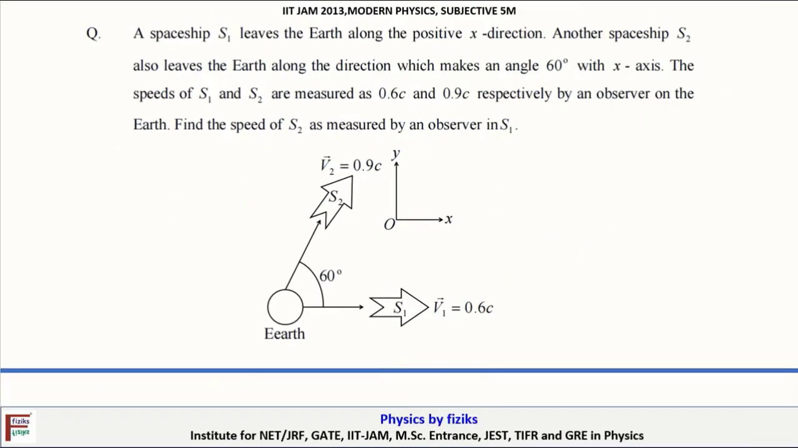A spaceship S1 leaves the Earth along the positive x direction. Another spaceship S2 leaves the Earth along a direction which makes an angle 60 degrees with the x-axis. The speeds of S1 and S2 are measured as 0.6c and 0.9c respectively by an observer on the Earth. Find the speed of S2 as measured by the observer in S1. So the speed of S1 is V1 = 0.6c, speed of S2 is V2 = 0.9c.